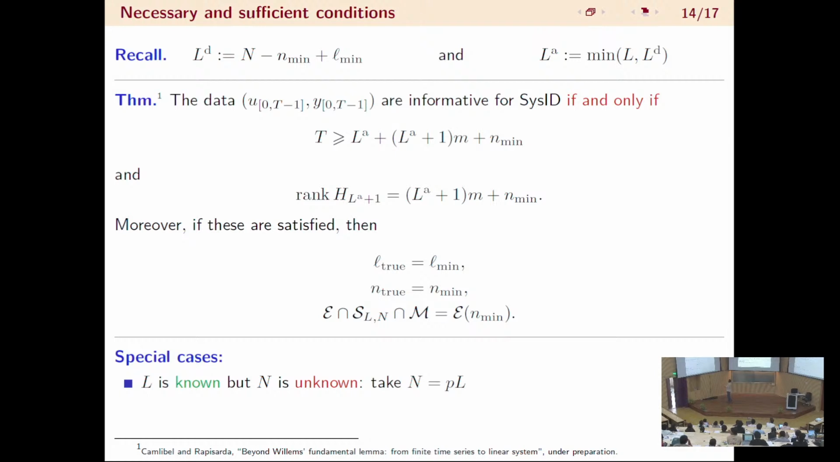And then LA would be equal to L. If N is known, but L is unknown, I can take L to be N. Then LA would always be equal to LD. And still, I can apply the same theorem.